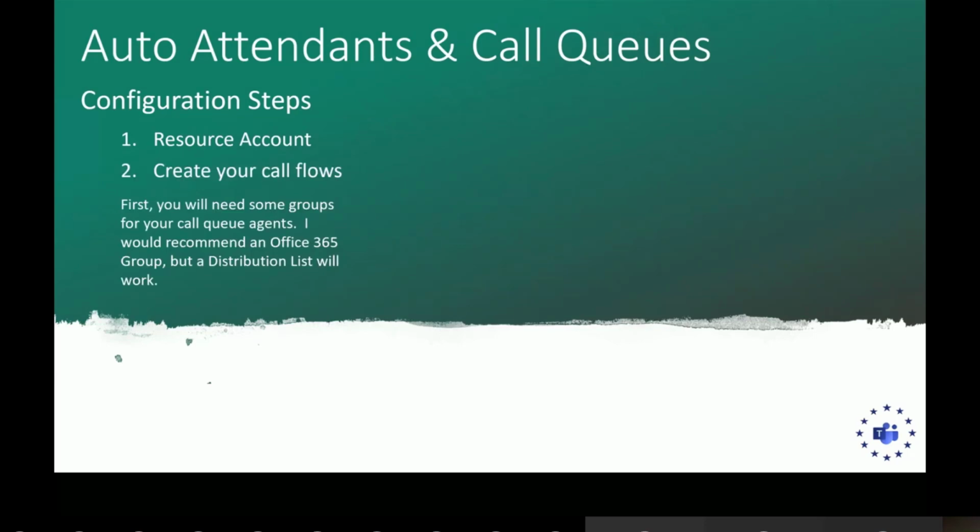So the first thing for your call flows, for your call queues in particular, is you'll need some groups to group the agents that are going to take calls for those call queues. You can create an Office 365 group or a distribution list. Either will work. So if you've got somebody that can manage the users in and out of a distribution list, that can manage the agents that are assigned to your call queue, for instance. I would recommend doing it as an Office 365 group. I can't tell you exactly why right now, but trust me, please. But the distribution list will work fine.